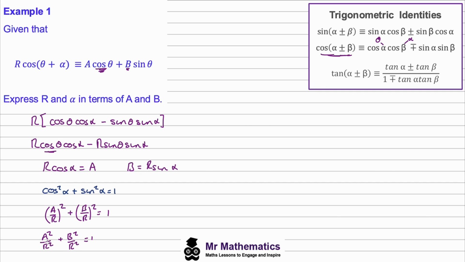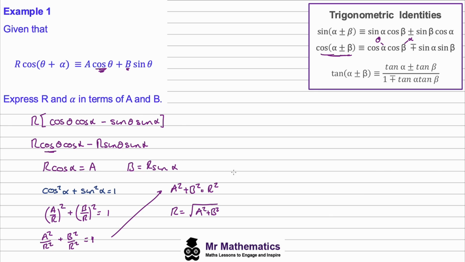So we have a common denominator. We can move the r squared over to the right-hand side. So we'll have a squared plus b squared will equal r squared. We'll take the square root of both sides. So r will equal the square root of a squared plus b squared. You don't need to go through this derivation every time. You can just remember this formula, but it's really helpful to understand where it comes from.